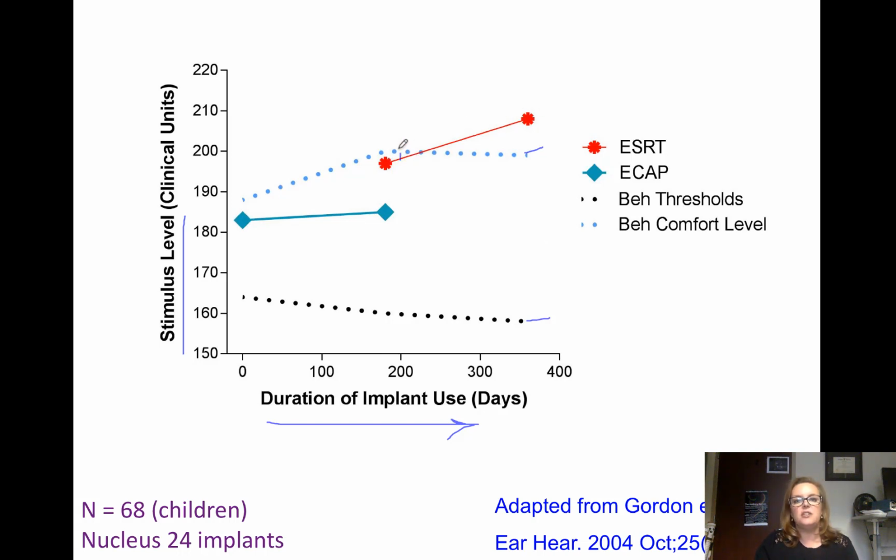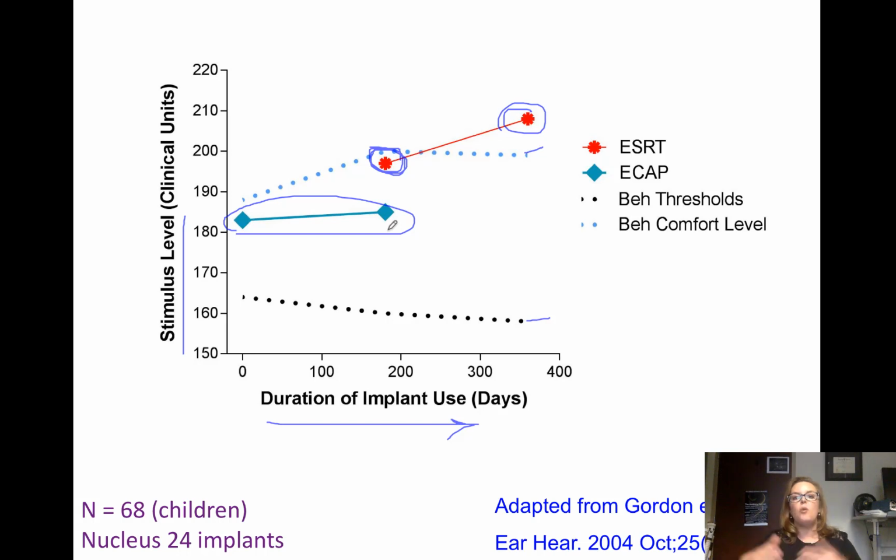You can see where the ESRTs are by about 4 to 6 months in, the one-to-one relationship. ESRTs do tend to continue to increase over time. ECAPs, on average, are well below where the person's upper stimulation levels are to be set.